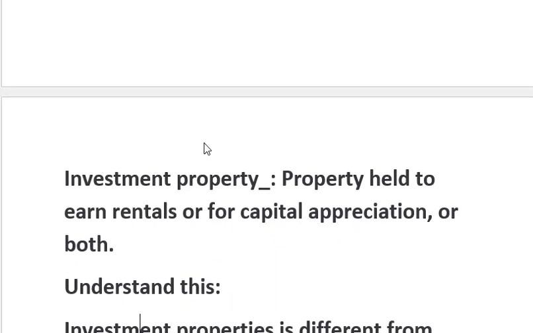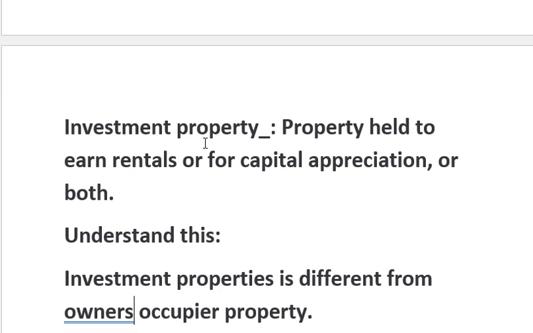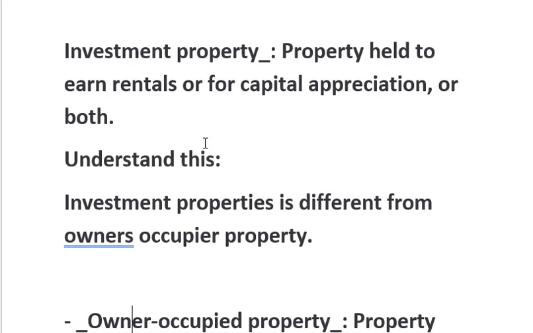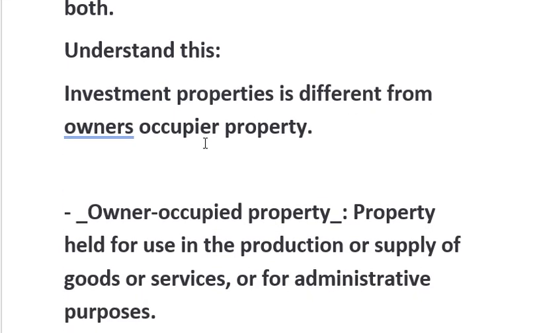Key definitions. I've just given you the definition. Property held for sale, or property held to earn rentals or capital appreciation or both, is known as investment property. So understand that investment property is different from owner-occupied property. Owner-occupied property, for instance: government builds a house and says people should come and be staying there. That government house that is being built and people are staying there is not an investment property.